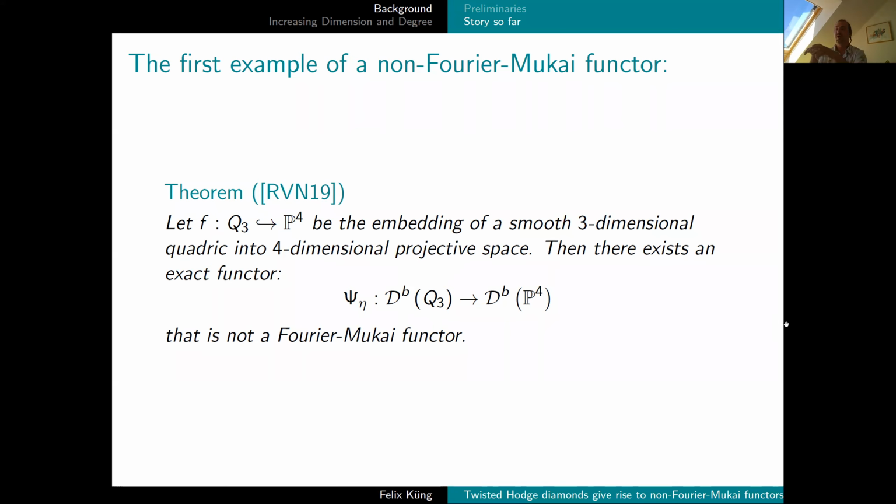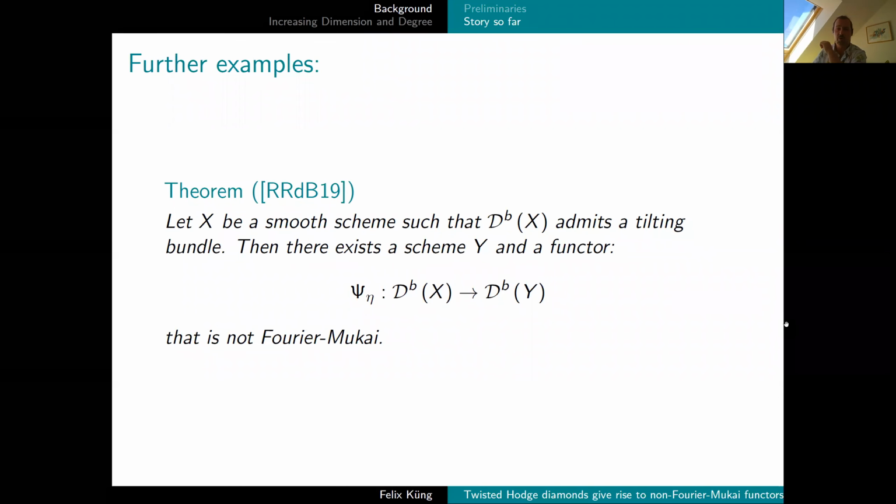Now, later, Alice Rizzardo and Michel Van den Bergh and Theo Raedschelders, I know I butchered that name, and I'm very sorry about that.